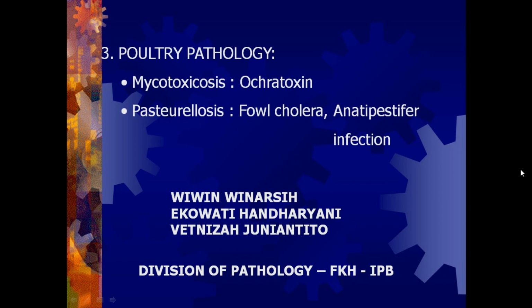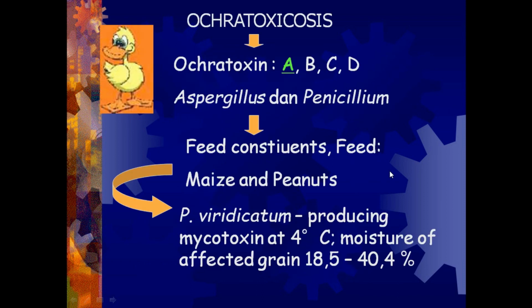For today, I would like to continue with other mycotoxins, the ochratoxins, and then the main topic of today's lecture is Pasteurellosis disease, or what we call fowl cholera. Okay, so ochratoxins. Ochratoxin itself consists of many kinds of ochratoxins. First are ochratoxin A, B, C, and D, but usually what we find, and the most toxic, is ochratoxin A.